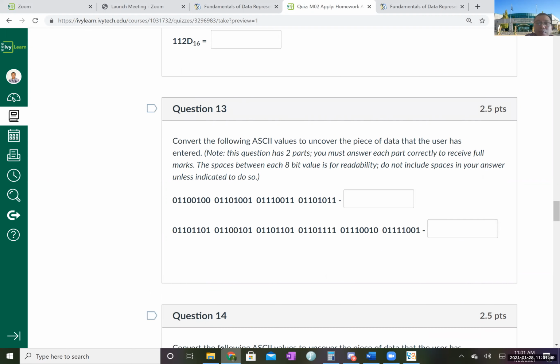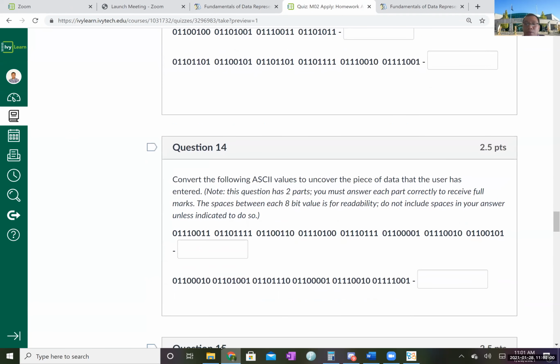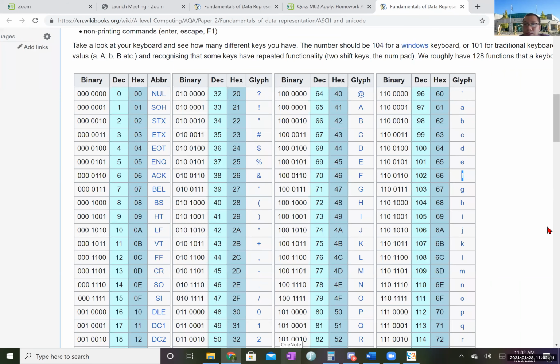What is the character? And what character? You put it down here. And what's the character? You put it here. Again, it's the same with this one. You just look it up in the ASCII conversion table here, and you write down the answer here.